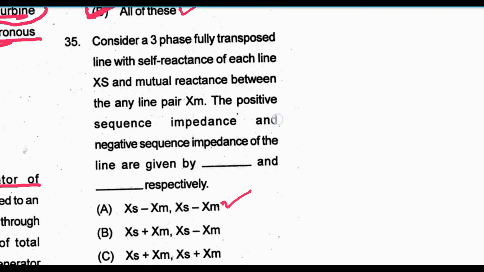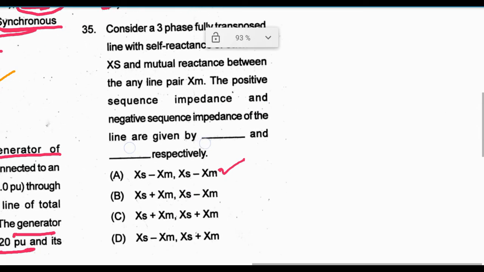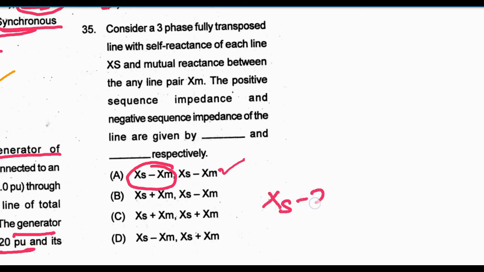Next question is question number 35. Consider a 3-phase fully transposed line with self reactance of each line XS and mutual reactance between any pair of lines XM. The positive sequence impedance and the negative sequence impedance of the line are given by. We have already discussed two questions of the same type. So this will be XS minus XM, that is the self reactance minus the mutual reactance. If asked for the zero sequence, it is XS plus 2XM.